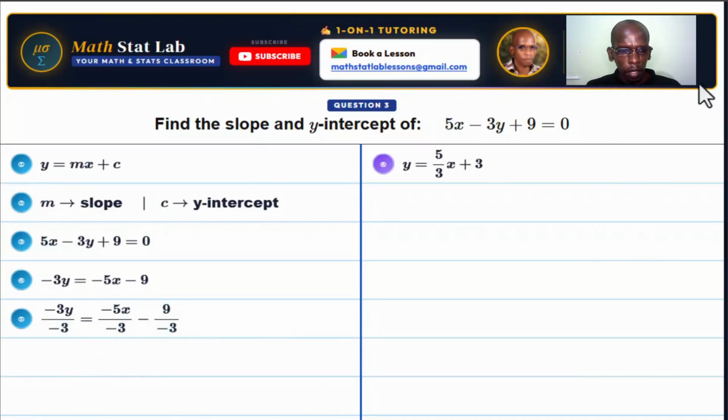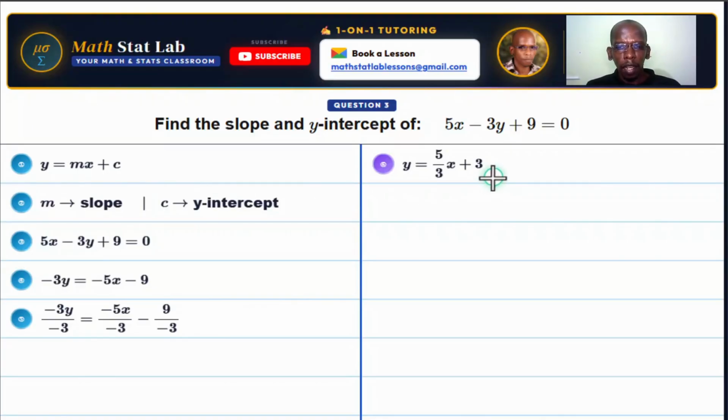From there, of course, negative 3y divided by negative 3, we remain with y is equal to negative 5x divided by negative 3. This negative and this one will cancel, then we can just leave the fraction as it is. There is no need of changing it to decimal. So now it becomes 5 over 3x, then we have negative 9 divided by negative 3. This negative will cancel with this one, and 9 divided by 3 is 3. So now it will be plus 3.